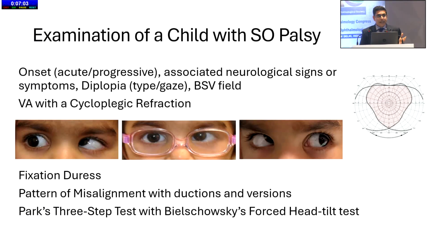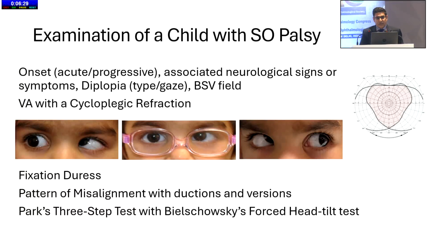So this might change the surgical treatment, right? You would do less surgery on the horizontals in this case as opposed to what you would have done if we didn't give her the right prescription. Always look for fixation duress, which is basically the paralytic eye fixating, and more important for unilateral cases. And then you have to take the secondary deviation into consideration as well while planning the surgery. And of course, like we discussed in the previous talks, the pattern of misalignment, ductions and versions are the most important.